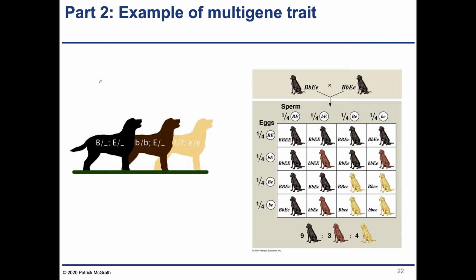Okay, so we have Labrador retrievers, and coat color in Labrador retrievers is caused by 2 genes. There's a B gene and there's an E gene. The B gene has 2 alleles, big B and little b, and the E gene has 2 alleles, big E and little e. So let us say you have an intercross. So again, you have the heterozygotes cross to each other. So you do the Punnett square, and the first thing that you should always think about when you do something like this is that there are the following genotypes.